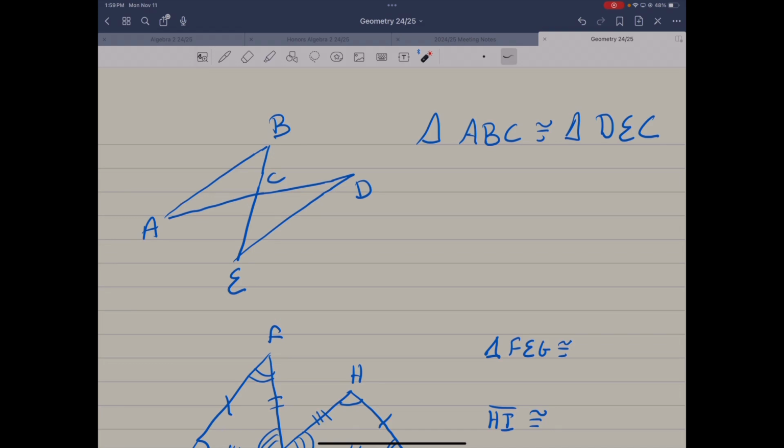Let's work it kind of backwards. I'm giving you the congruency statement. You put on the marks.